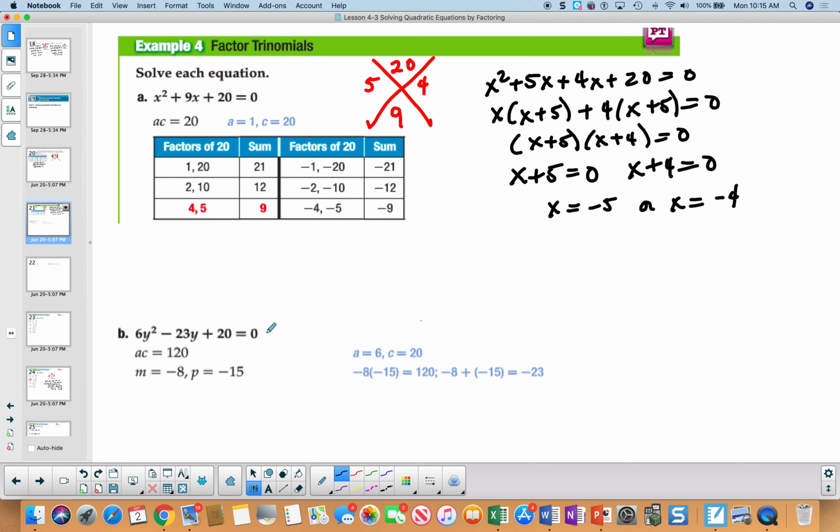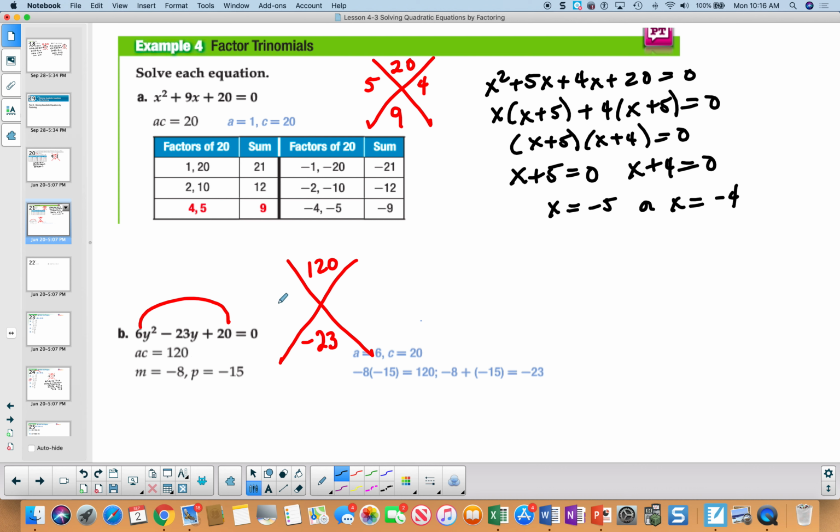Okay, let's go ahead and do this one. And again, I'm going to use the AC method. I'm going to multiply these two, and that's a big number. It's 120. And then this one is negative 23. Okay, and so I need to figure out two numbers that multiply to equal a positive number, but add up to a negative number. So I'm either going to have two positive numbers or two negative numbers. And they're really giving us a hint right here.